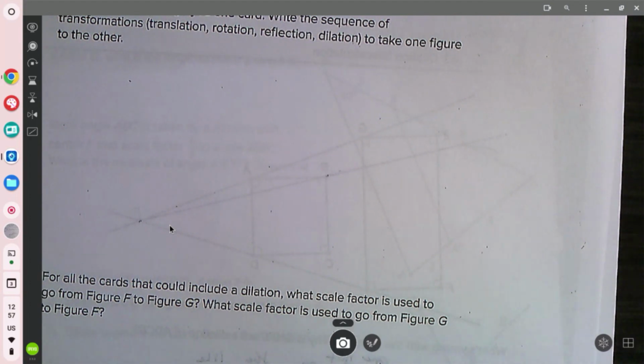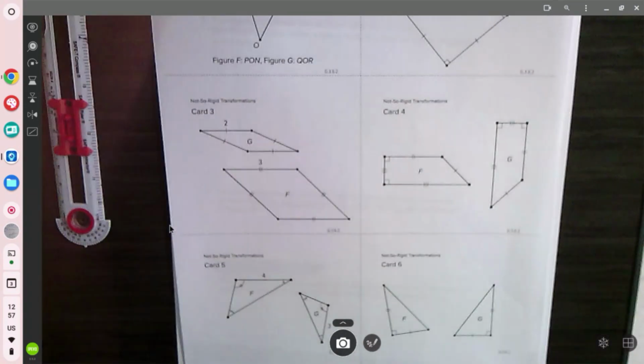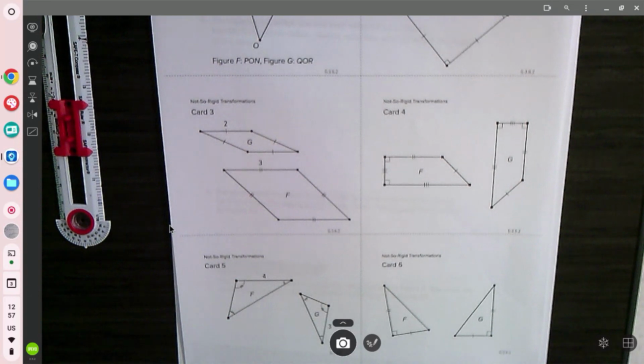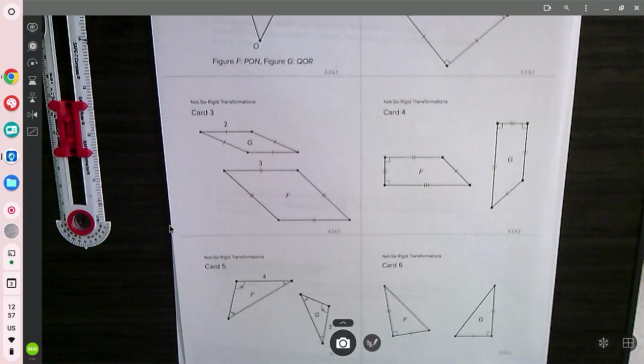Okay? So, if you look at all of your cards, there's similarities, there are differences. What I want you to do is I want you to put them in groups. Group them by what is the same or by what is different.